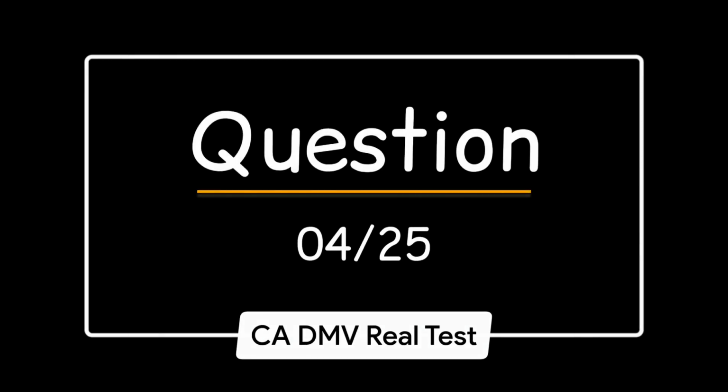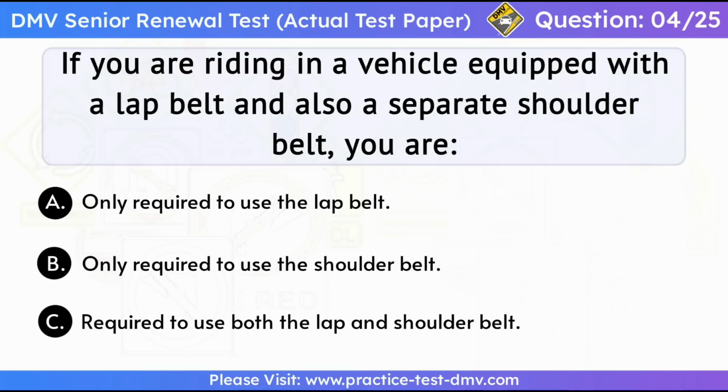Question 4. If you are riding in a vehicle equipped with a lap belt and also a separate shoulder belt, you are A. Only required to use the lap belt. B. Only required to use the shoulder belt. C. Required to use both the lap and shoulder belt. Correct answer, C. Required to use both the lap and shoulder belt.